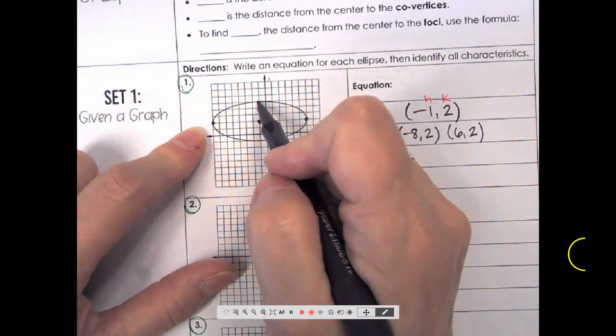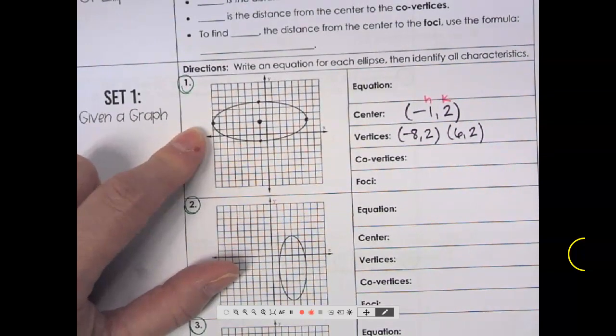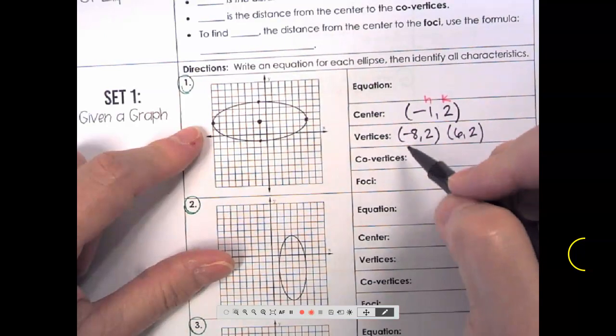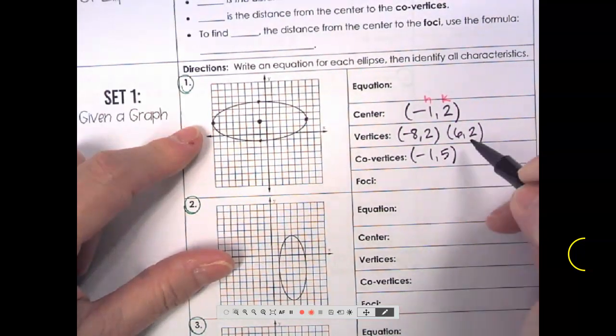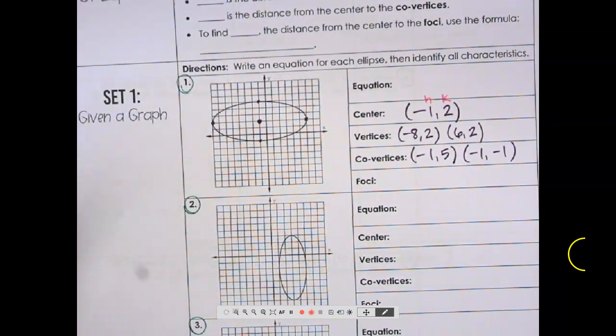Okay, the co-vertices are these that are closer in that you use to connect and draw the ellipse. So this is -1, 5 and -1, -1. Okay, the foci, I'm actually not even going to worry with that because all we're really going to do is come up with the equation here. So I'm going to skip that part. But how would I find it if I needed it? I would have to use c squared equals a squared minus b squared, find c, add it to the center point.